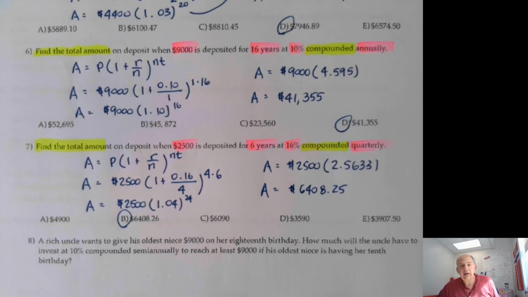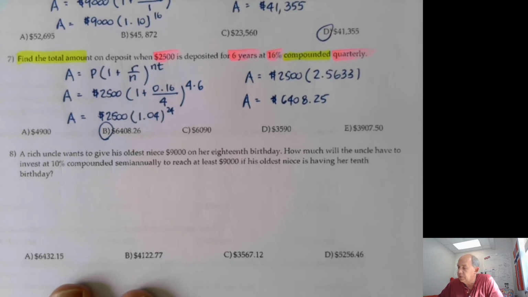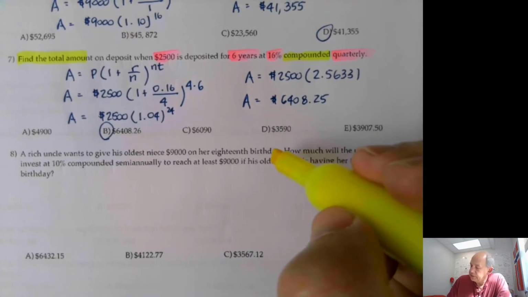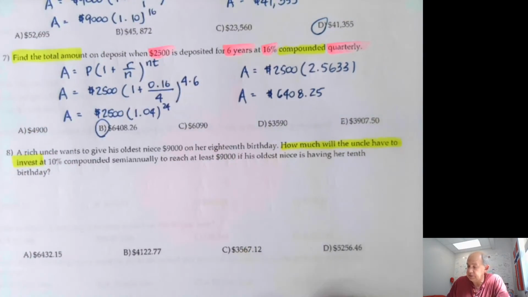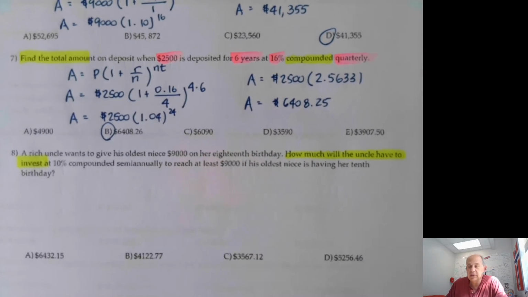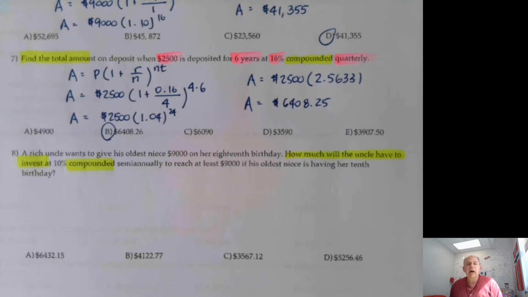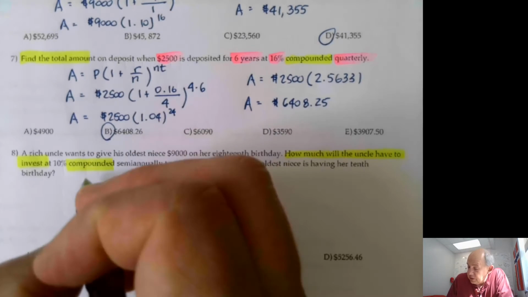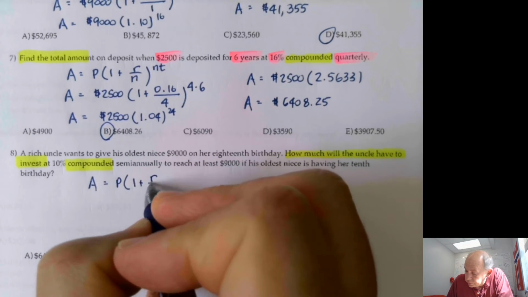Let's take a look at number 8. A rich uncle wants to give his niece $9,000 on her 18th birthday. Let's see what we're looking for. How much would the uncle have to invest? That's what I'm looking for today if the money is compounded. So this one's a little bit different. I see the word compounded. That's going to put me with this equation.